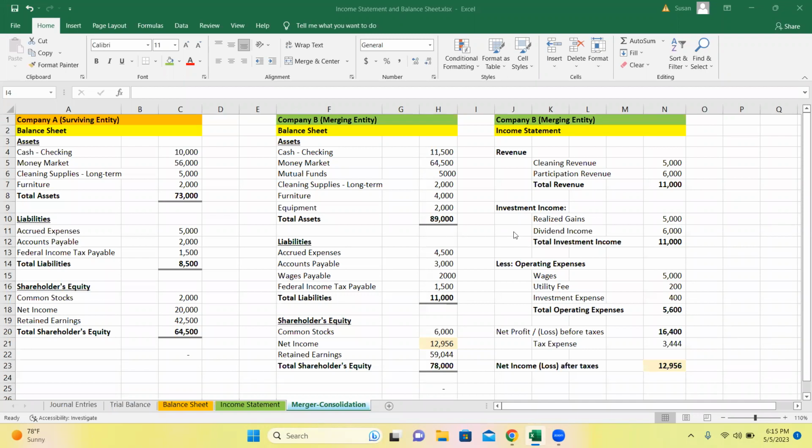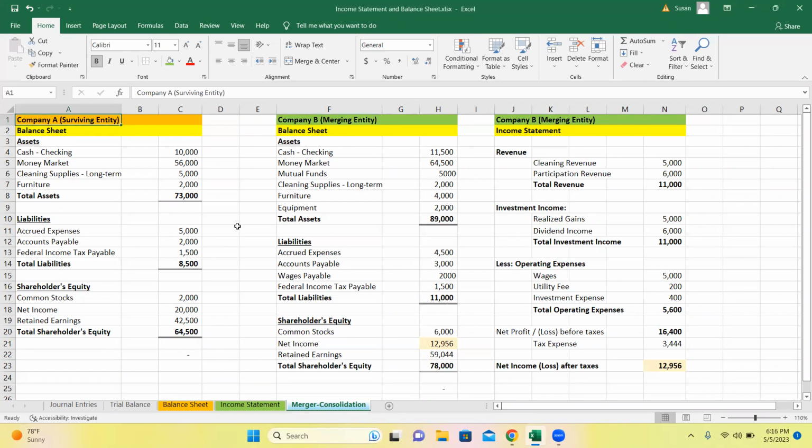In today's video, I'm going to show you how to merge two companies' financial books together. Also, similar to a business consolidation. So the scenario here is that we have two companies, Company A and Company B.